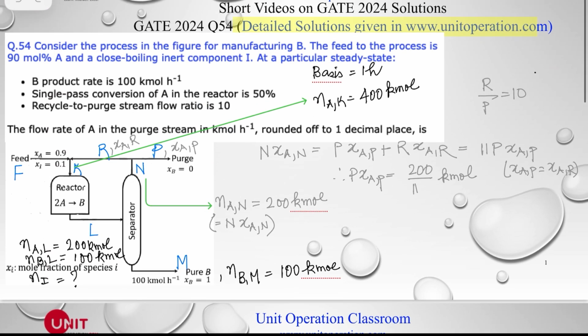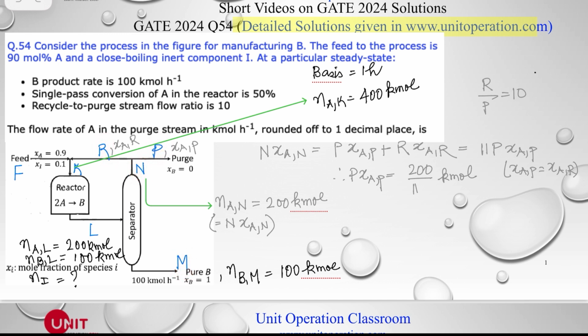So now let us solve the problem. Let's assume the basis is equal to 1 hour. Remember that, let's call this one as F. This one is the K stream. This one is the L stream. This one is the M stream. And this is the N stream. And this is P as the purge stream, R as the recycle stream.